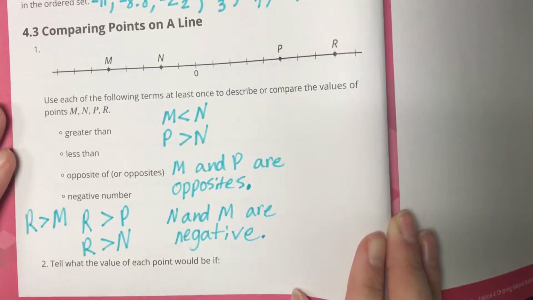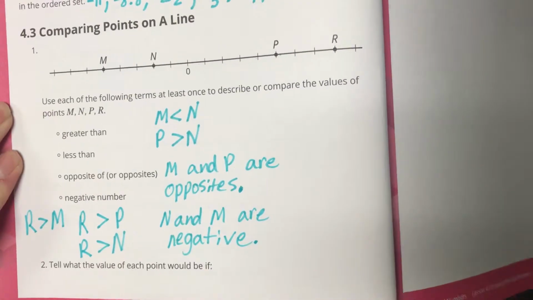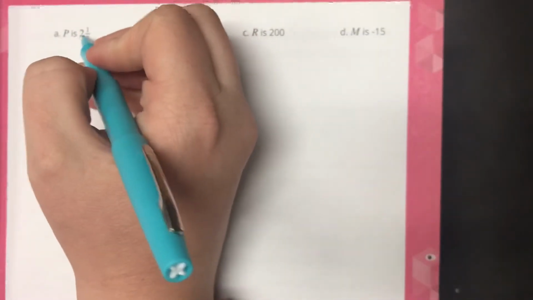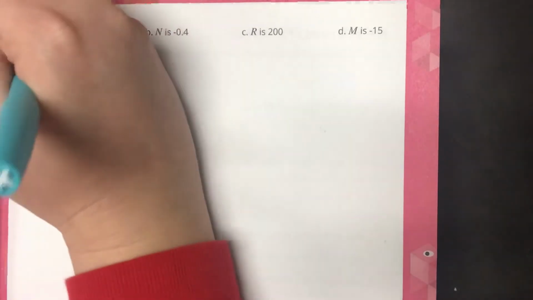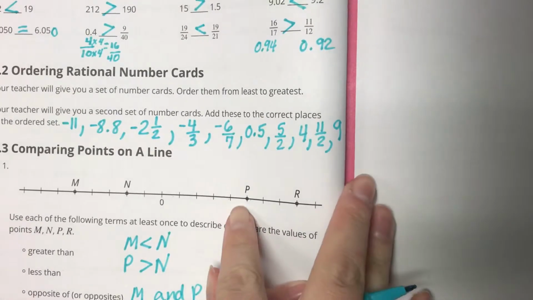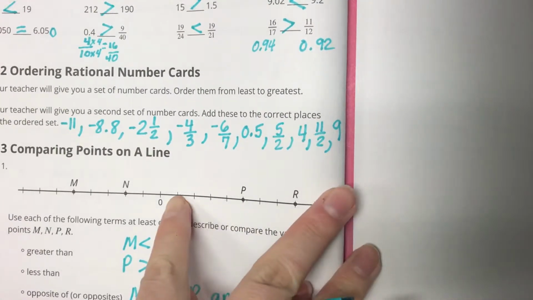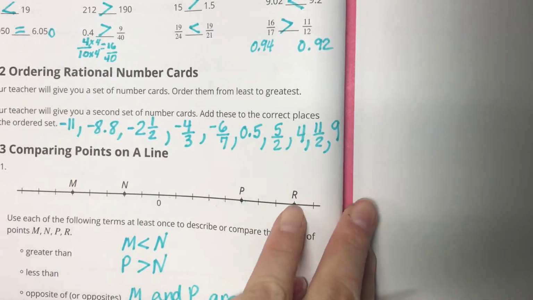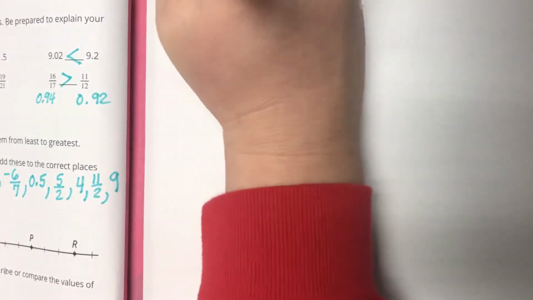All right, for part 2, tell what the value of each point would be if, okay, so again, we're using that same number line. So P, we're saying that P is at positive 2.5. That means that each of the ticks would count as 0.5. So if we look at the graph again, P is 2.5. So this would be half, 1, 1 1/2, 2, 2.5, 3, 3.5, 4. So R would have to be 4.